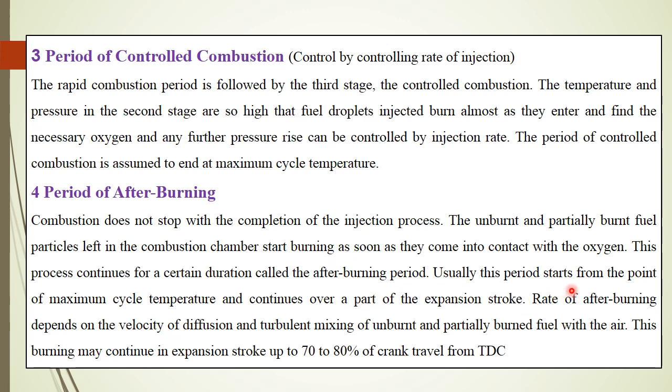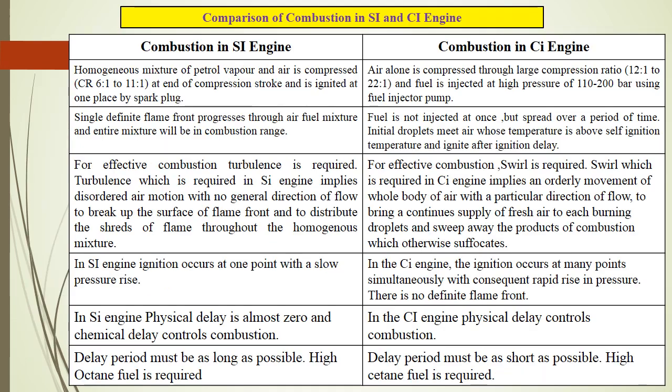Usually this period starts from the maximum temperature in the cycle and continues over part of the expansion stroke. Getting? Part of the expansion stroke. Generally this afterburning period starts after 70 to 80% of crank travel from TDC. So in this way, these are the 4 phases in the combustion of a CI engine.